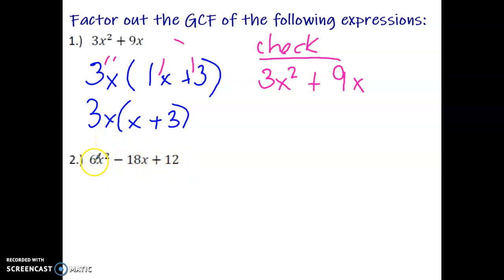So numbers first, 6, 18, and 12. The biggest number that will divide evenly into 6, 18, and 12 is 6. And then I'll look at my variables. Well, I have x to the second, x to the first, and no x.